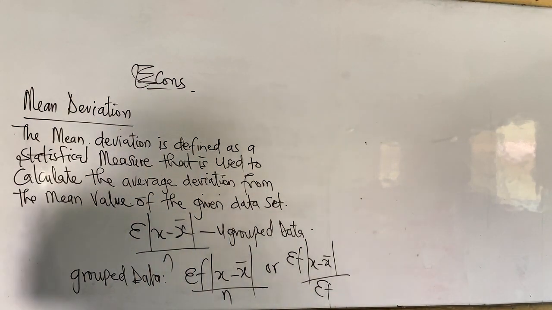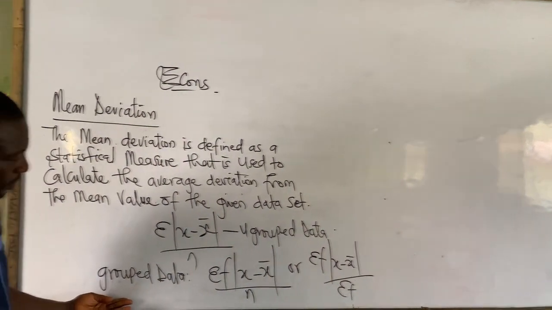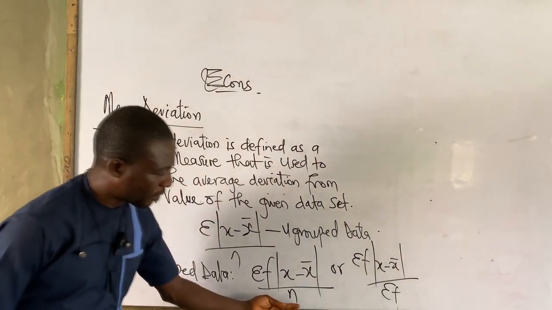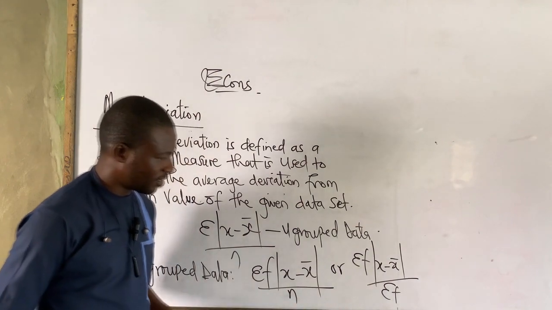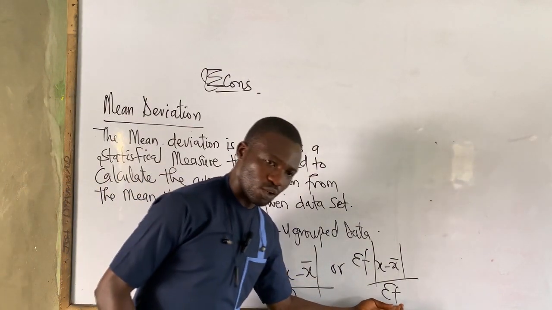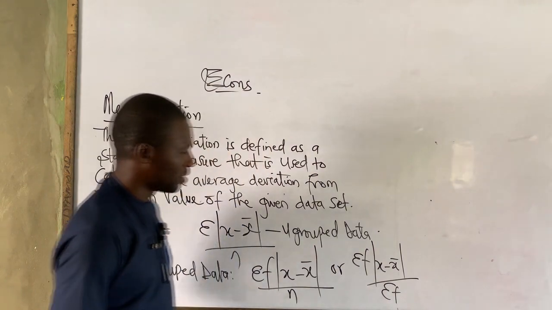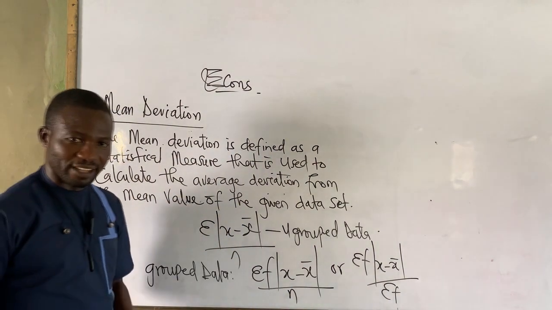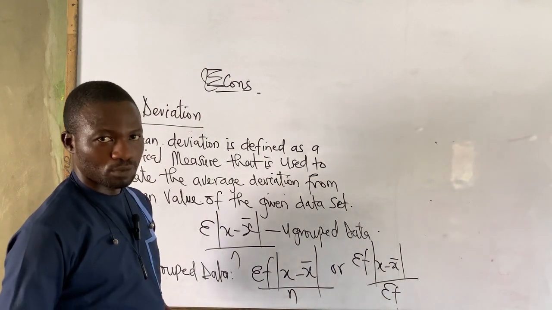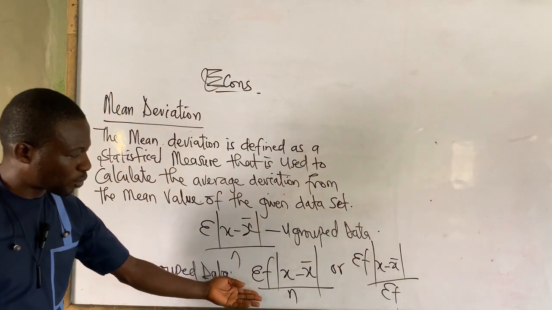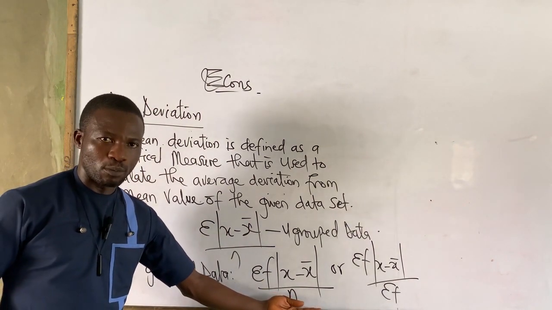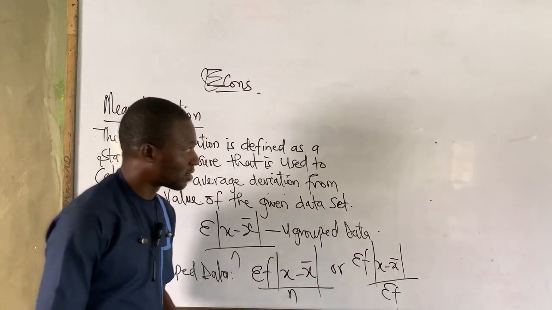When you look at the formula for calculating group data, you will notice that there are two. One, we have the one with the denominator of n, and the second, we have the denominator of what? Summation f. Before we can continue calculating using a numeric example, there's something we need to do. We need to state out the meaning of each value in the formula.